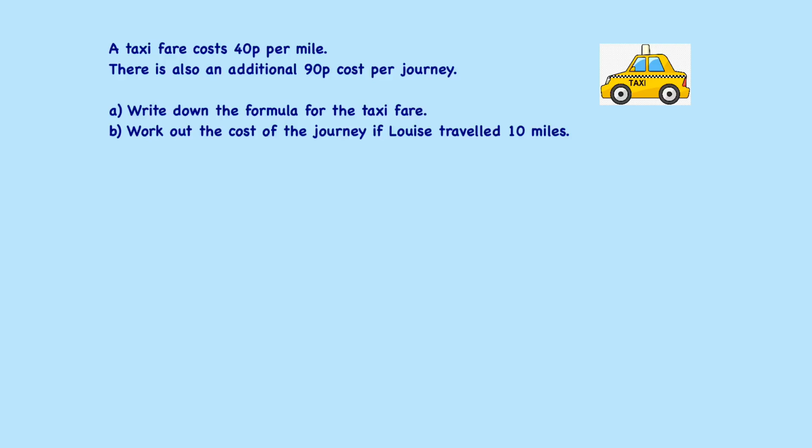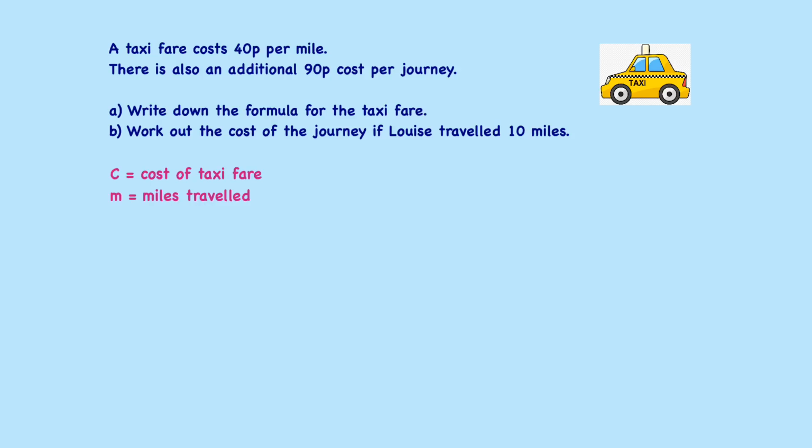Sometimes you might be given word problems. So you can see that the taxi fare is 40p for every mile you travel, and then there's an additional 90p for the journey no matter how many miles are travelled. So you'll always have this 90p cost no matter what. So we'll let C equal costs of fare and M equals miles travelled.